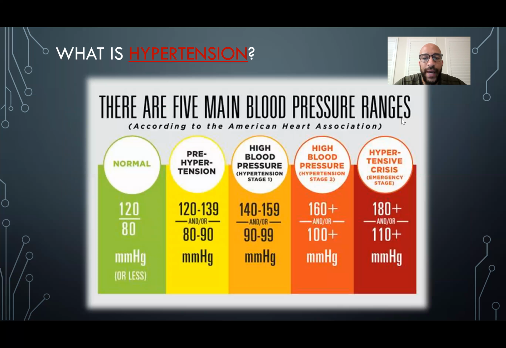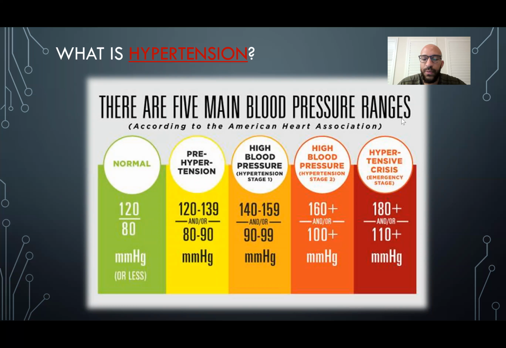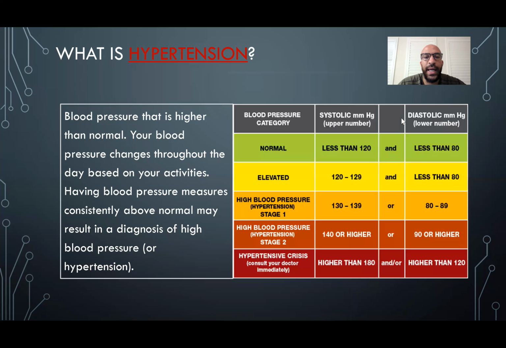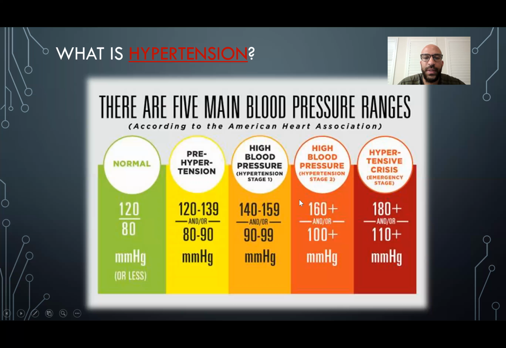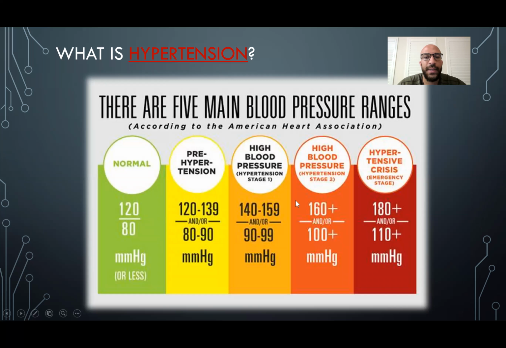Now, here are some more values for you just to illustrate what I said, that these numbers aren't set in stone, but rather compasses to guide us to know where our patient is falling. So you'll see here, normal is less than 120 and less than 80. Here, we find the same. Pre-hypertension, 120 to 139 and 80 to 90. This slide combined the previous slide's two categories into a pre-hypertensive stage, just as I said.